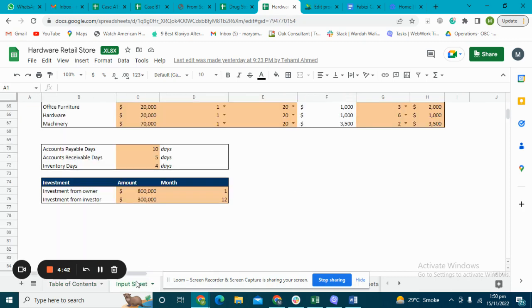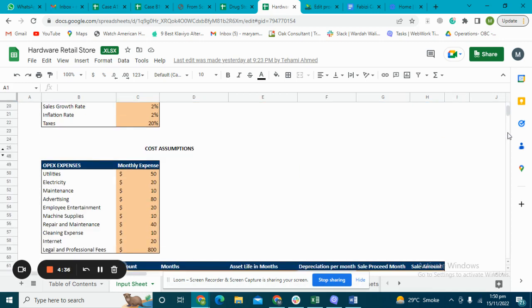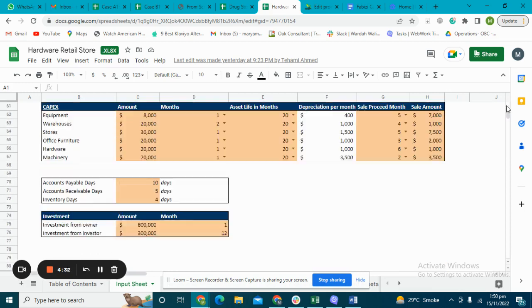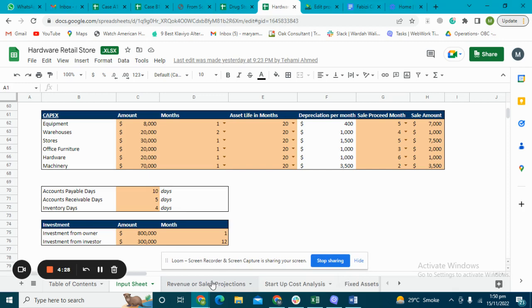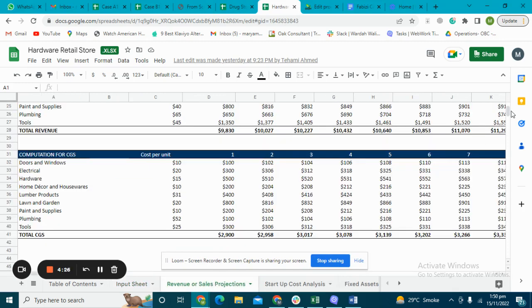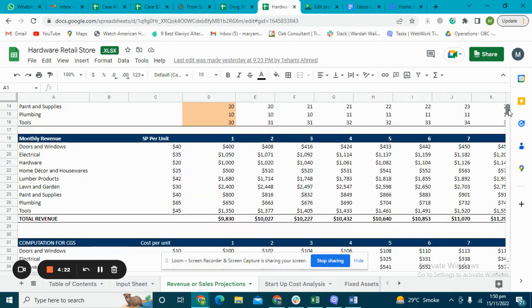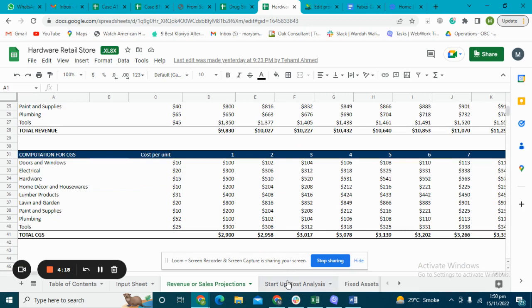We will start off with the input sheet that comprises the revenue assumptions, loan details, operating expenses, capex, and investment from the owner and from the investor. Then we have the revenue or sales projections that list the selling price per unit of each product and the cost per unit for the computation of the cost of goods sold.